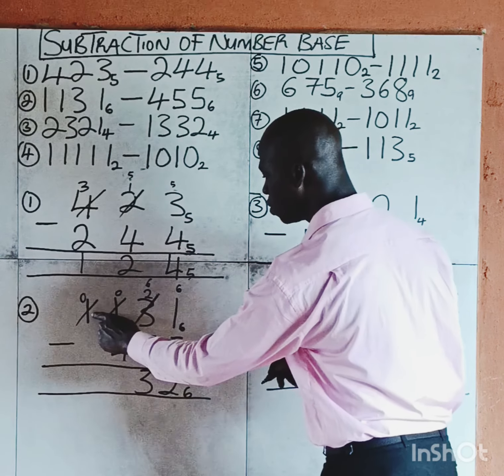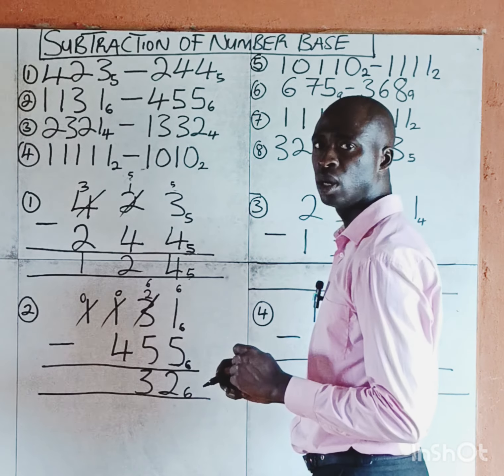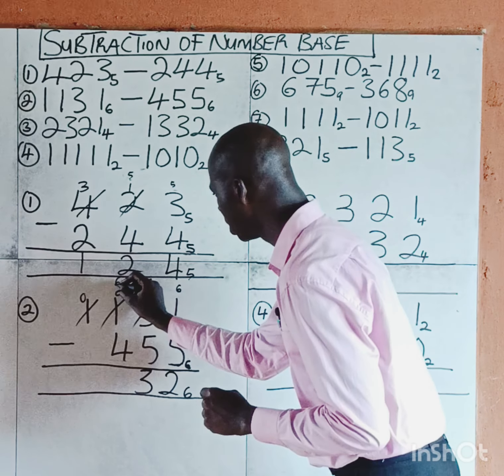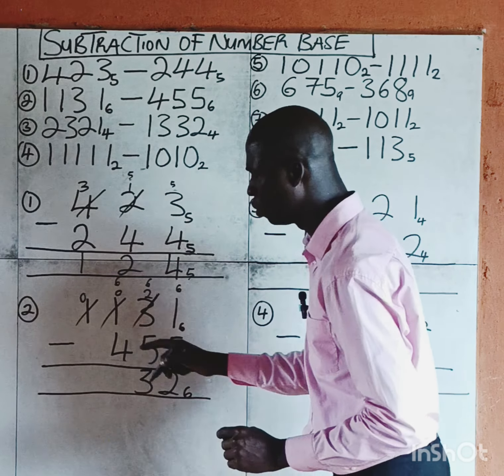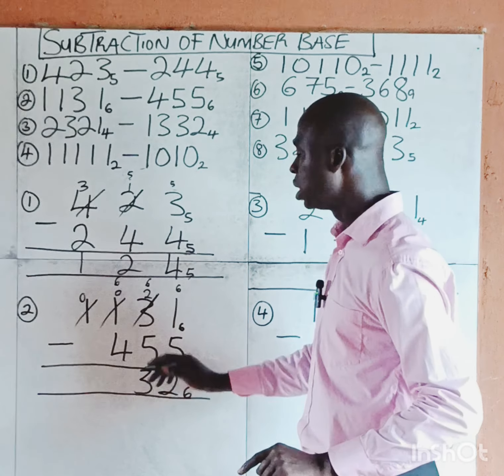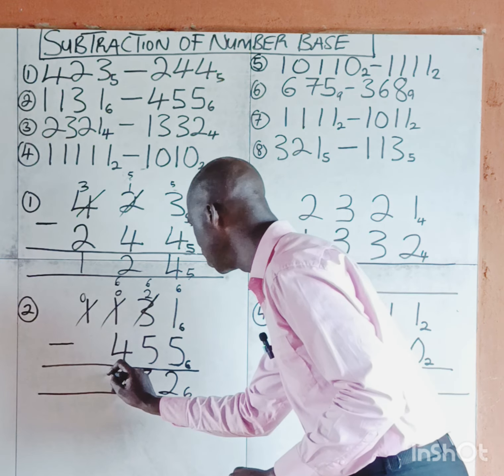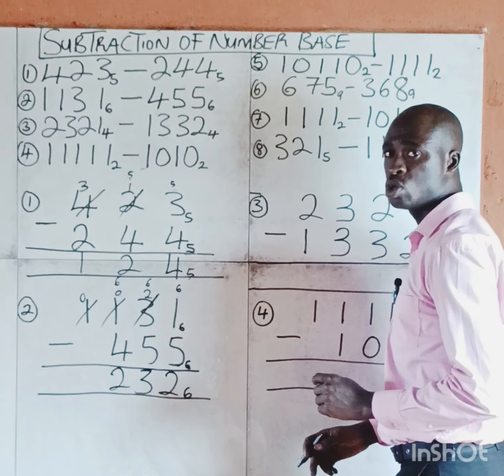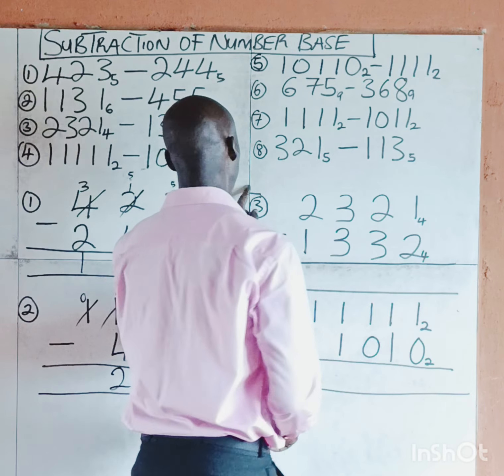Now anything I take from this place, you don't call it 1, you call it your base, which is 6. Our position is right there. Now 6 plus 0 minus 4. 6 plus 0 will give me 6. Now 6 minus 4 will give me 2, and here is 0. So this is the answer, the solution to question number 2. Now we'll go to question 3.